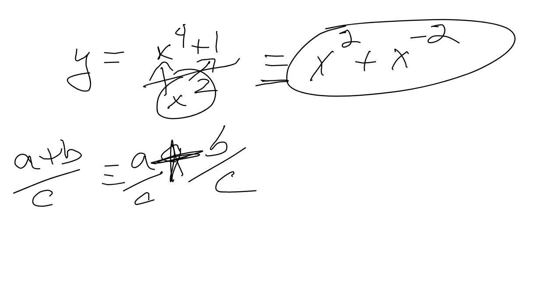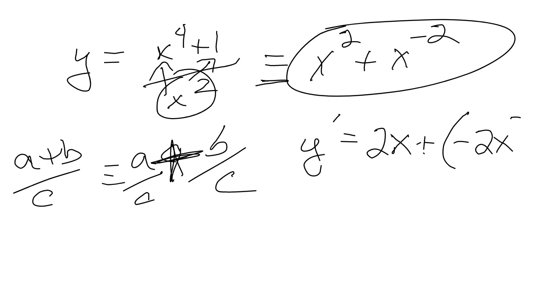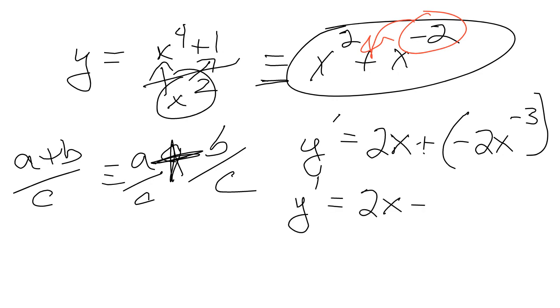If I take the derivative of this, what's the derivative of x squared? 2x, so derivative of the sum is the sum of derivatives, and then plus, what's the derivative of x to the minus 2nd? Minus 2x to the minus 3 power. So remember, you take that exponent, you drop it down in front, and then you reduce it by 1, which means it goes left by 1. So y prime actually equals 2x minus 2x to the minus 3rd. Do you agree?